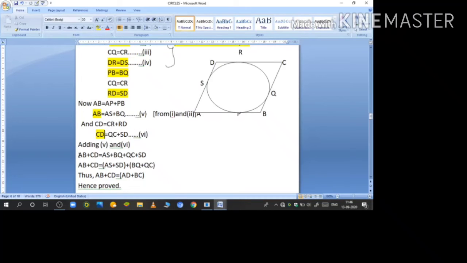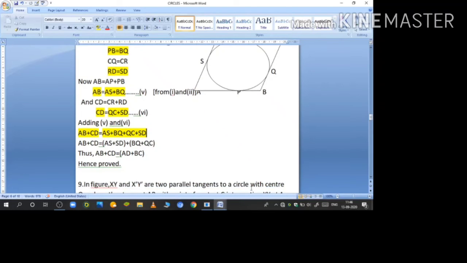So AB is equal to AS plus BQ and CD is equal to CR plus RD. So CD also can be written as QC plus SD. Adding 5 and 6, adding the LHS we get AB plus CD, and adding the RHS we get AS plus BQ plus QC plus SD. Okay, so AB plus CD, grouping it, you get AS plus SD plus BQ plus QC.